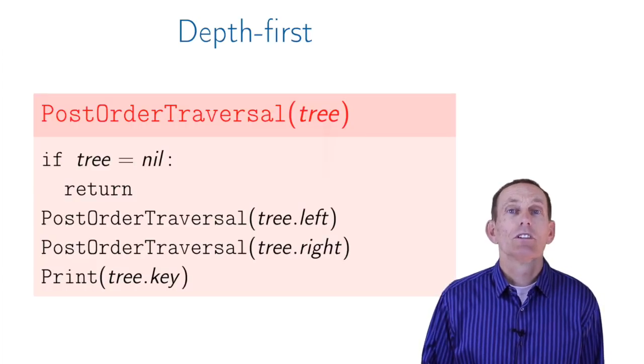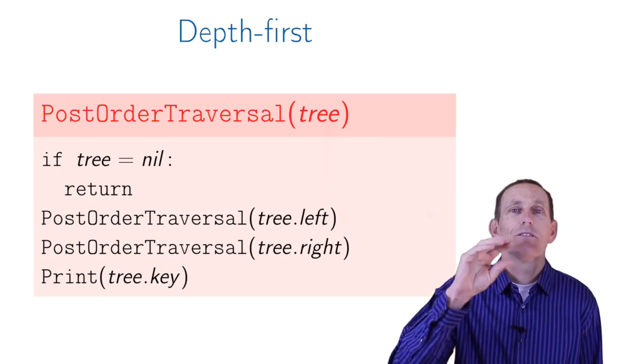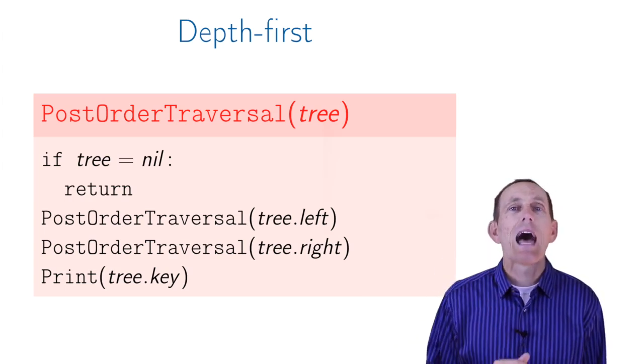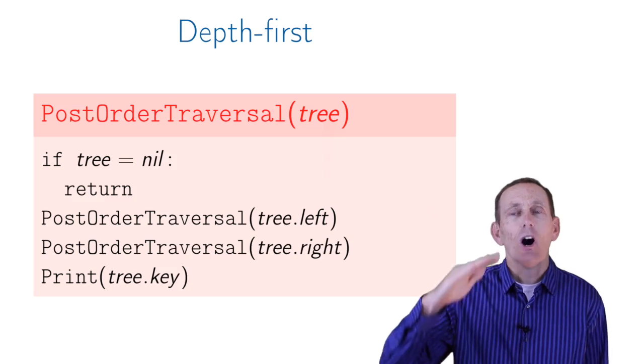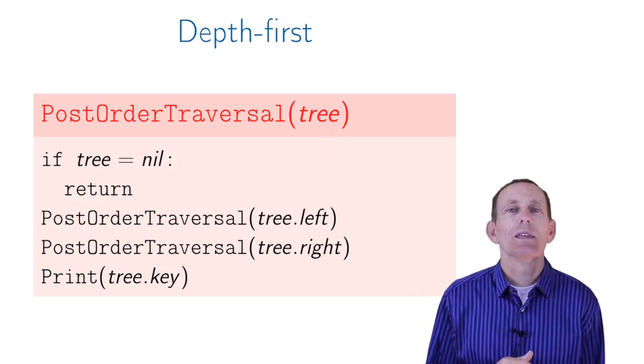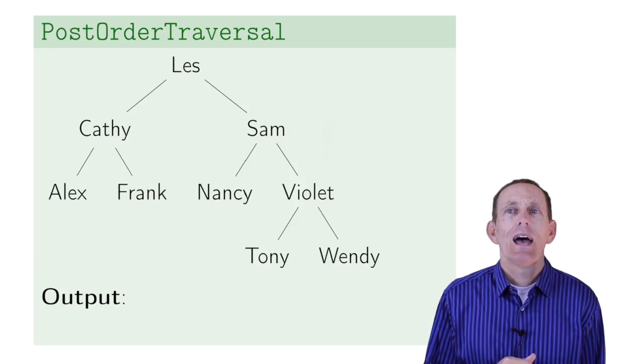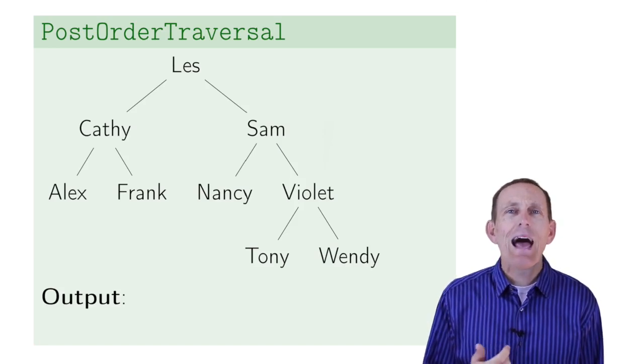The post-order traversal is like a pre-order traversal, except instead of printing the node itself first, which is the pre, we print it last, which is the post. So all we've really done is moved where this print statement is. And here then, what's the last of these nodes that's going to be printed?